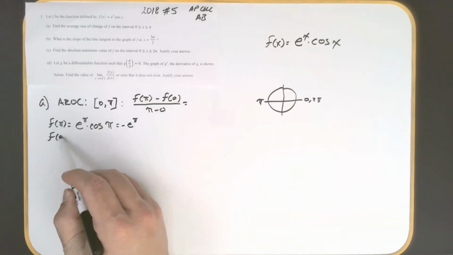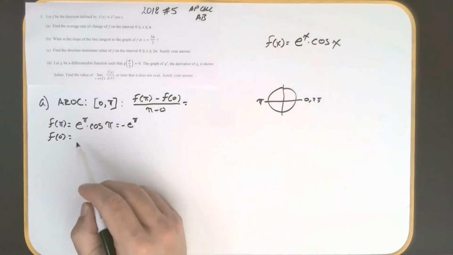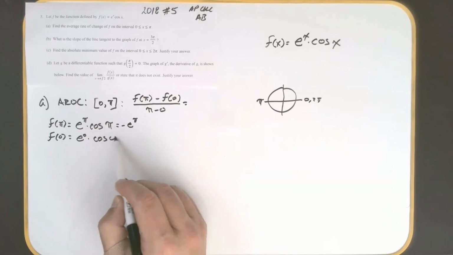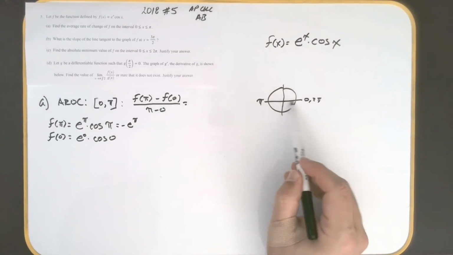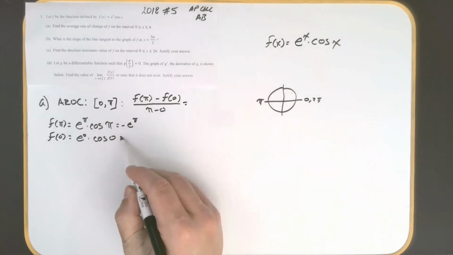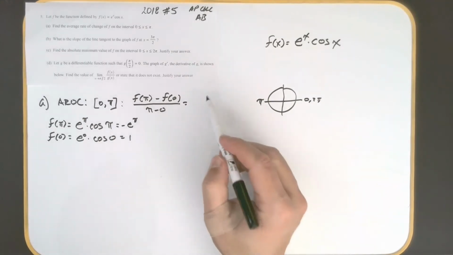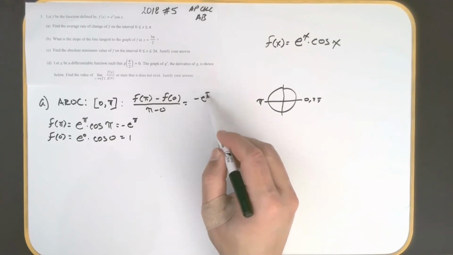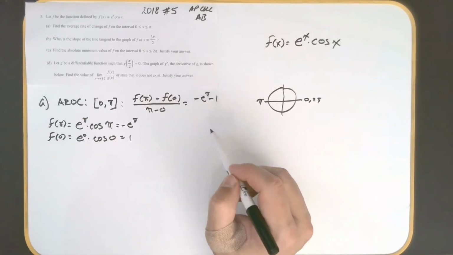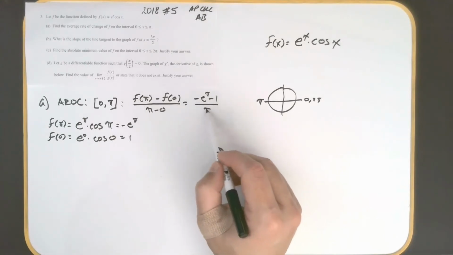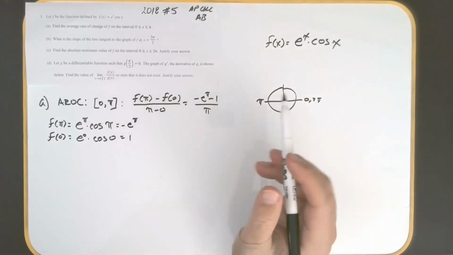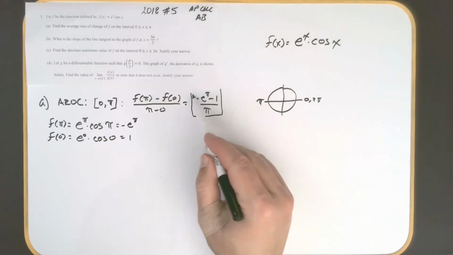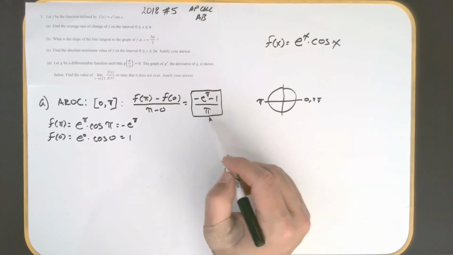And let's figure out f of 0. F of 0 is going to be e to the 0 times the cosine of 0. Well, the cosine of 0 is 1, and e to the 0 is 1, so it looks like that just equals 1. So it looks like my numerator is going to be negative e to the pi minus 1, all over pi. And that's it. It's actually just a 1-point question. So this was the average rate of change over the interval, negative e to the pi minus 1 over pi.